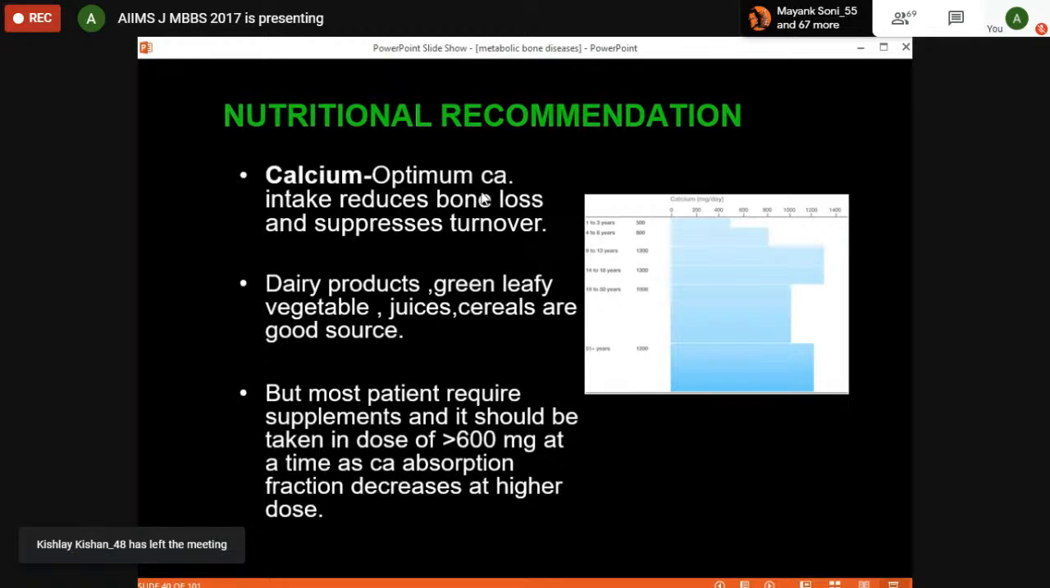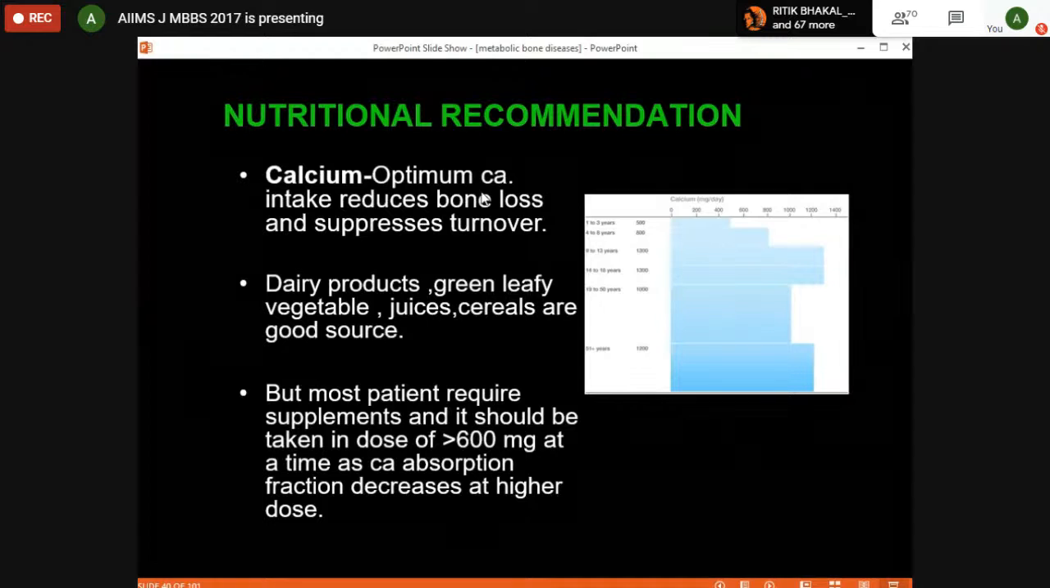Nutritional recommendation, as you can see here, I am showing you calcium requirements in milligrams per day. Between age 1 to 3 years, 500 milligrams per day is required, and in age 19 to 50 years, it's 1000 milligrams per day. And for age more than 51 years, 1200 milligrams per day is required.